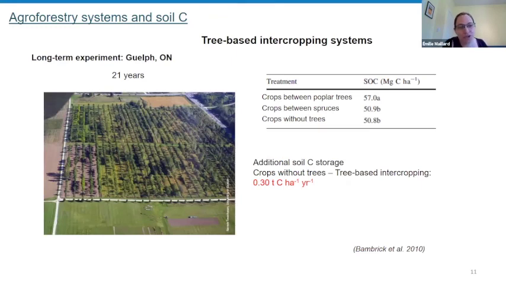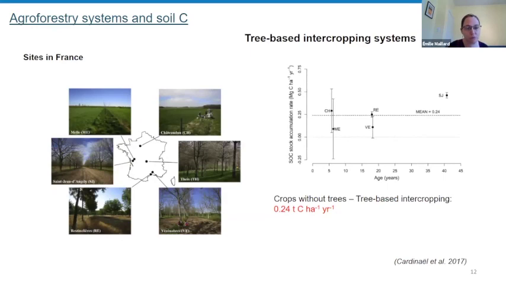I also would like to show you some rates we can expect with agroforestry systems. Here are the results of a long-term experiment in Ontario on a tree-based intercropping system. And we observed that soil carbon stock was higher under crops between poplar trees than under crops without trees. And it led to a soil carbon storage rate of about 0.30 tons of carbon. This result was similar to another study in France with six sites across France. And they reported a carbon storage rate of about 0.24 tons of carbon.